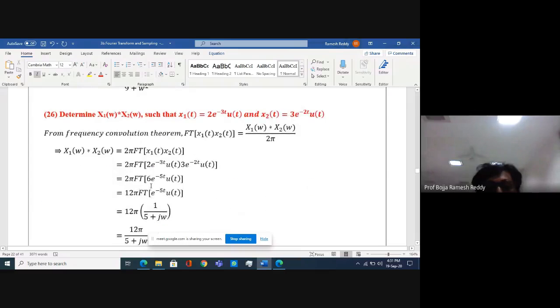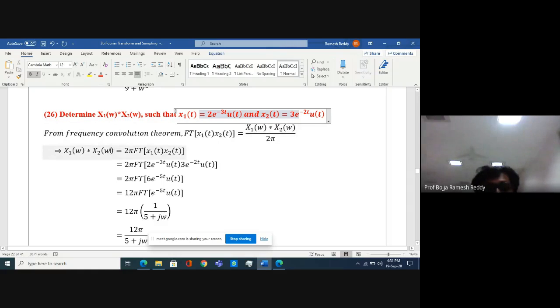Similarly, this is the last problem. Determine x1 of omega convolved with x2 of omega, where x1 of omega is a decaying exponential and x2 of omega is also a decaying exponential. Here they are asking for convolution in frequency domain. Convolution in frequency domain leads to simple multiplication in time domain, and this is also known as the multiplication theorem, the Fourier transform of x1 of t into x2 of t. Now this is our requirement actually.